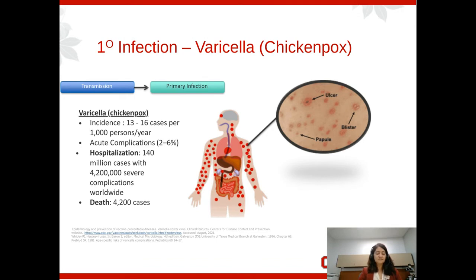So in terms of incidence of chickenpox, we have about 13 to 16 cases per 1,000 persons per year, and about 2 to 6% with acute complications. Worldwide, we have about 140 million cases, and about 4.2 million severe complications that occur worldwide, and about 4,000 deaths associated with varicella, chickenpox.